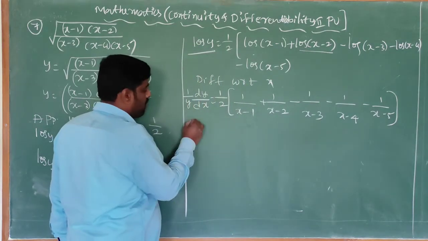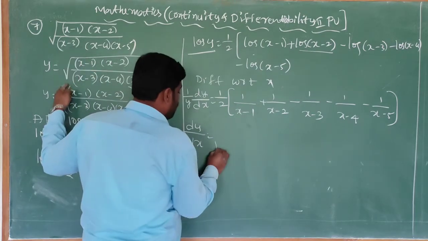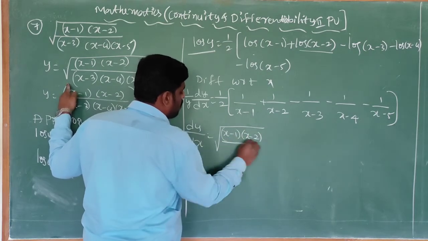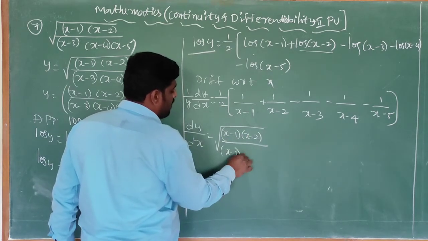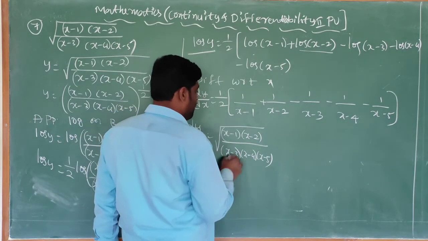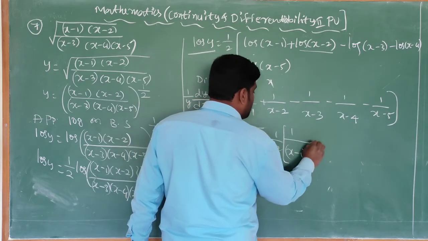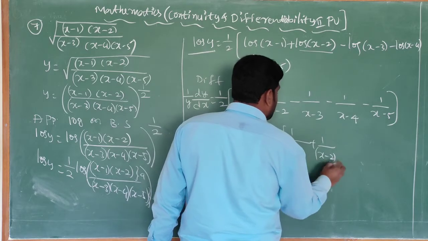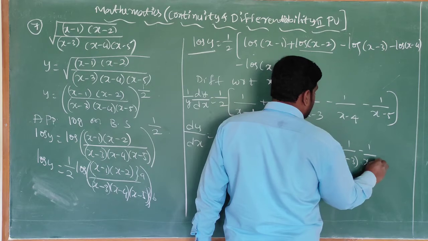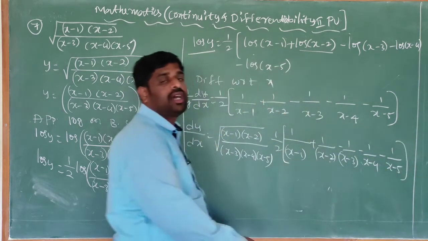Now y shifts to this side. So dy by dx is equal to y, what is y? Substitute: square root of (x minus 1)(x minus 2) divided by (x minus 3)(x minus 4)(x minus 5), into 1 by 2 times [1 divided by x minus 1 plus 1 divided by x minus 2 minus 1 divided by x minus 3 minus 1 divided by x minus 4 minus 1 divided by x minus 5]. This is your answer.